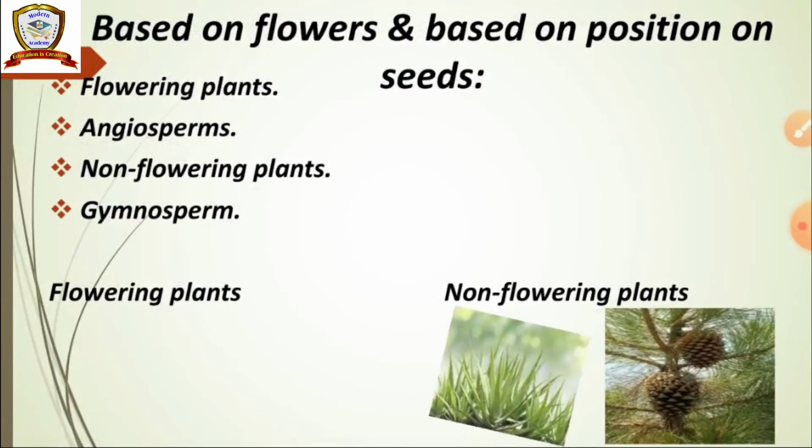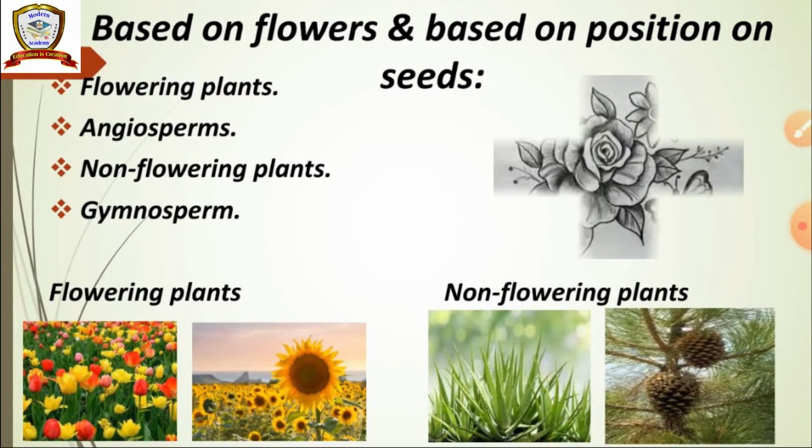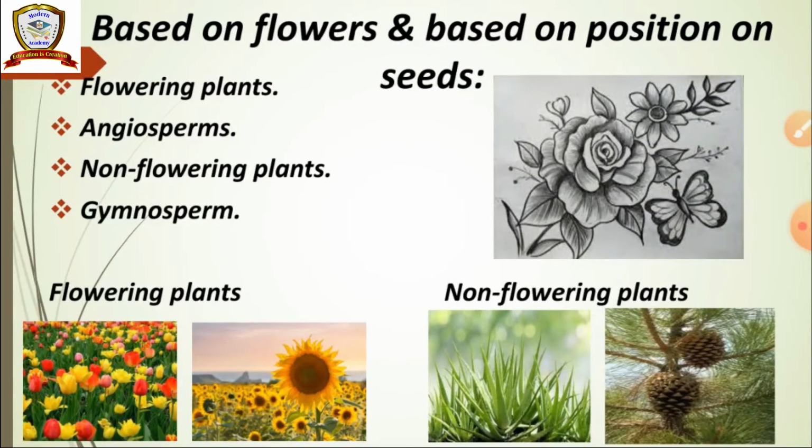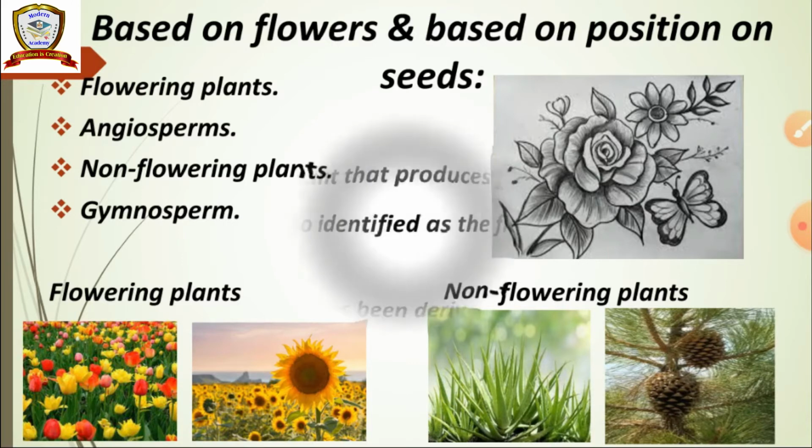Based on flowers and the position of seeds, plants are divided into two: flowering plants and non-flowering plants. Flowering plants are also known as angiosperms. Non-flowering plants are also known as gymnosperms. Examples of flowering plants are sunflower, hibiscus, etc. Examples of non-flowering plants are aloe vera, pines, etc.